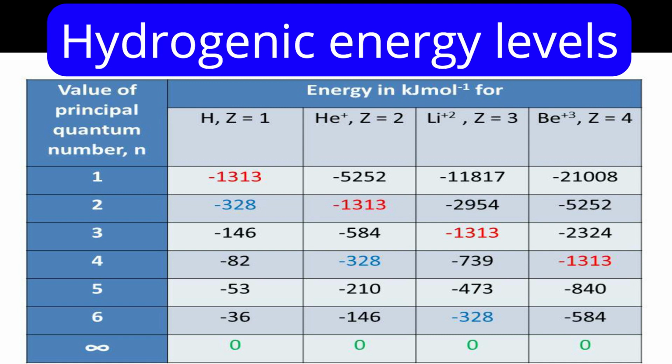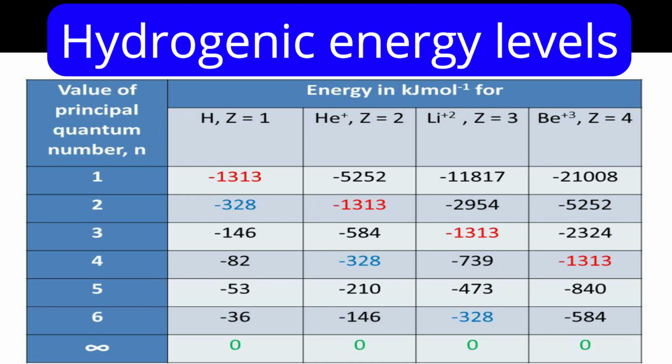N is equal to infinity means energy level is zero, where the nucleus cannot reach the electron. An electron at that level will not experience any kind of attraction from the nucleus. It is free, it just becomes free. So that is the zero level energy.